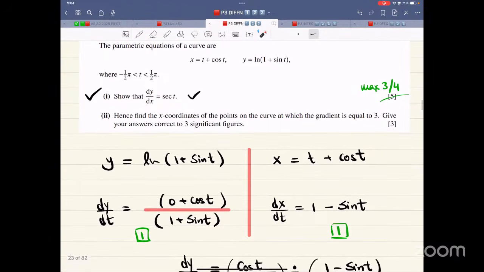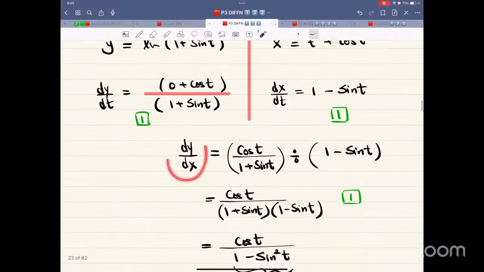So now the parametric equation of a curve is this: x equals t plus cos t, y equals ln of 1 plus sine t. Now it's an application of the chain rule. Differentiate y, we get dy by dt. Differentiate x, we get dx by dt. It's in terms of t, that is why dy by dt. If it's in terms of theta, it will be dy by d theta.